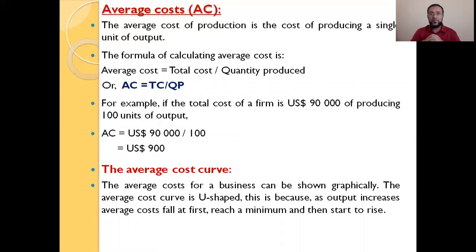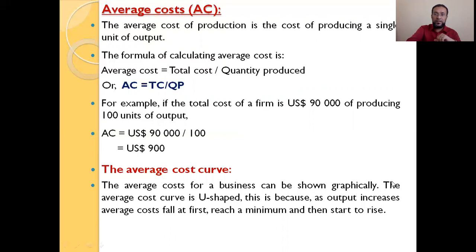Now come to the average cost curve. The average cost for a business can be shown graphically. The average cost curve is U-shaped. This is very important. Why is the average cost curve U-shaped? This is because as output increases, average cost falls at first, initially. Then after a certain limit, it starts to increase. That is why the average cost curve is U-shaped.